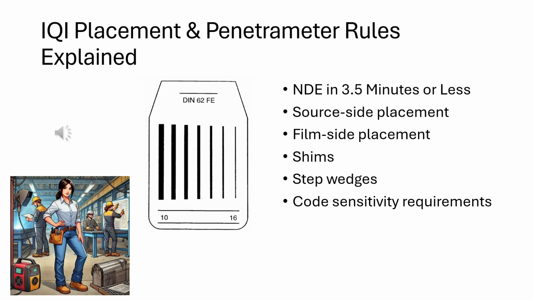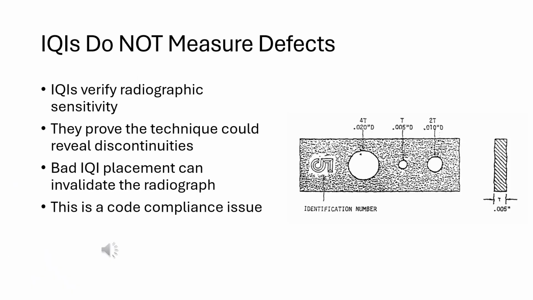In this module, we are covering source side placement, film side placement, shims, step wedges, and why geometry matters more than people think. One of the biggest mistakes rookies make is assuming the IQI somehow sizes flaws or proves weld quality. It does not. An IQI only verifies radiographic sensitivity. In simple terms, it proves the exposure technique could reveal a certain level of detail.